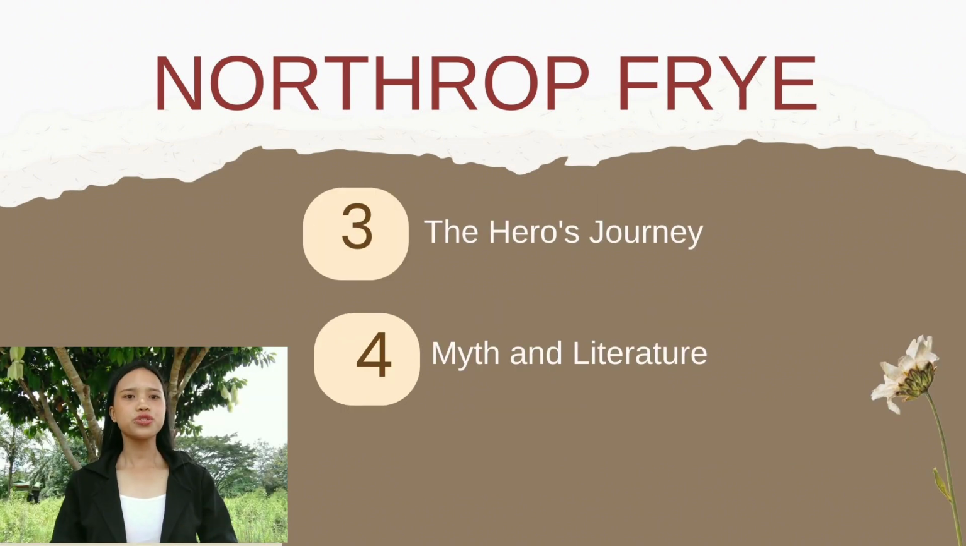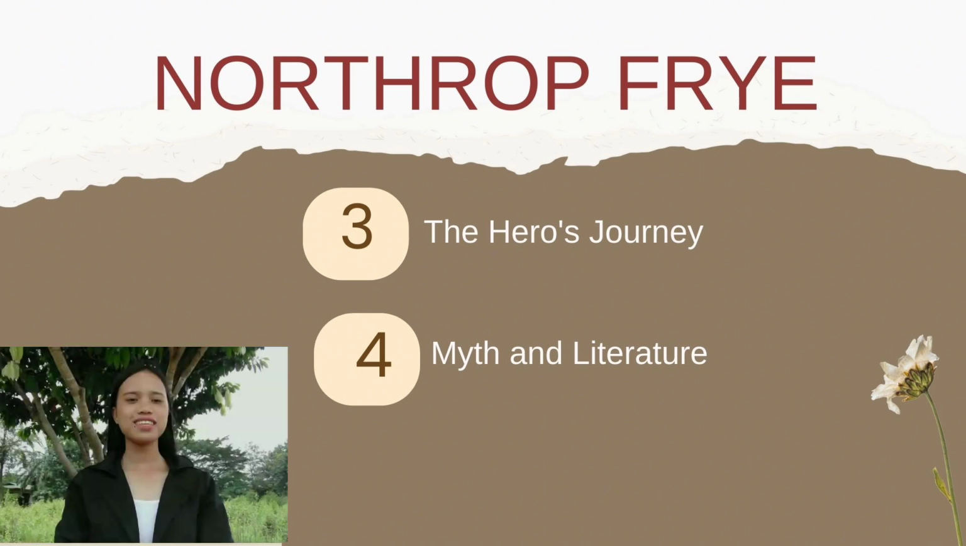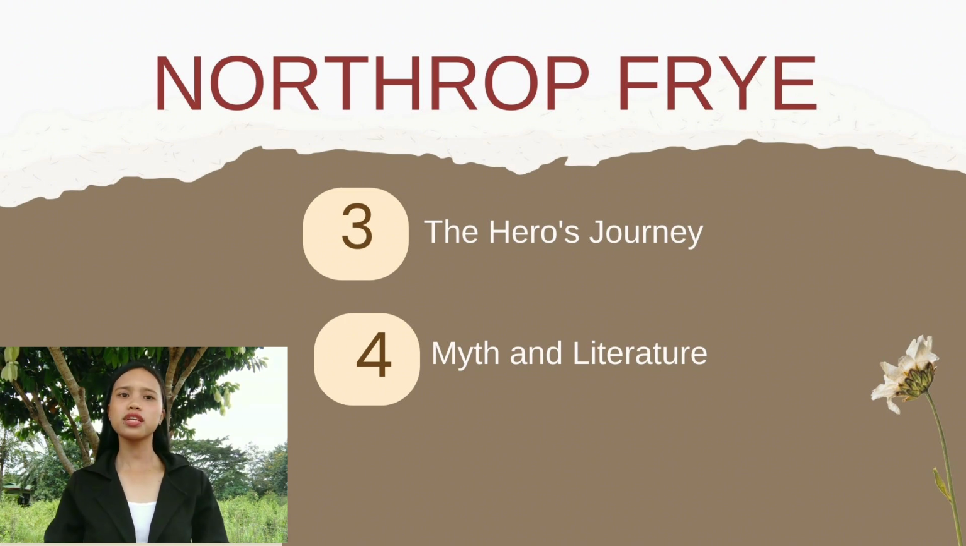Third, the hero's journey. Frye delves into hero archetypes and highlights the hero's journey as a recurring pattern. This journey involves stages like the call to adventure, entering into a new world, facing challenges, and returning transformed. Fourth, myth and literature. Frye highlights the connection between literature and mythology. He suggests that literature frequently incorporates mythological archetypes, using them in a new way to explore timeless themes and human experiences.